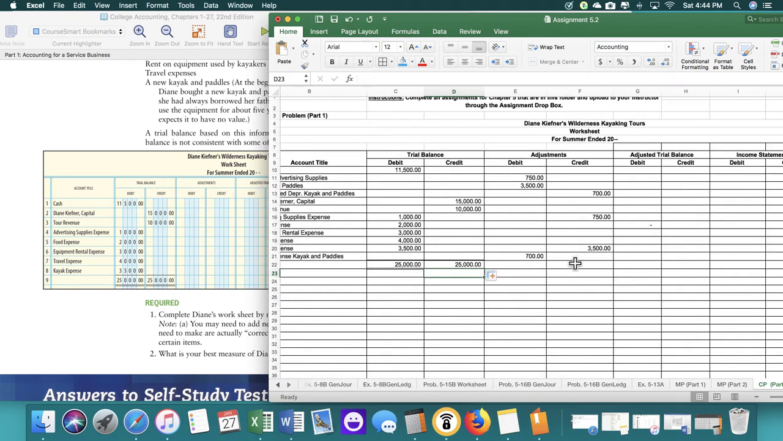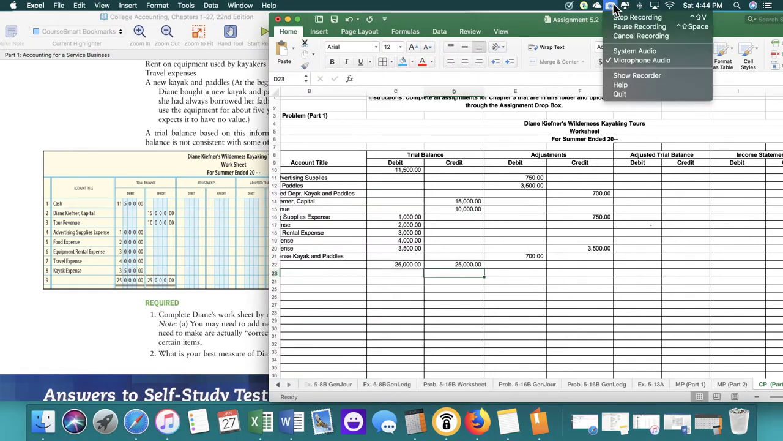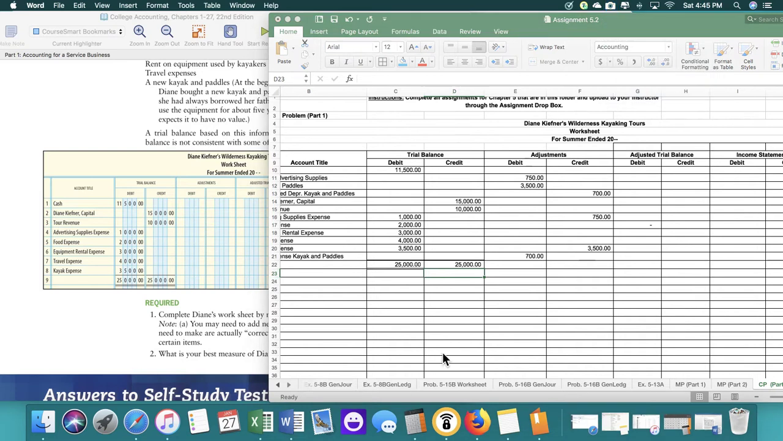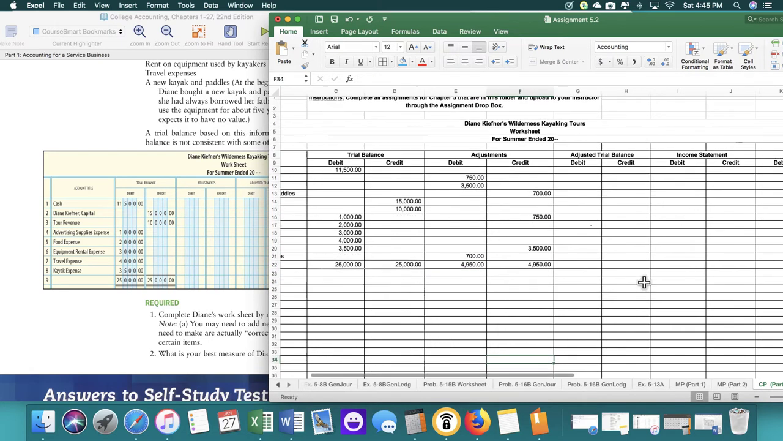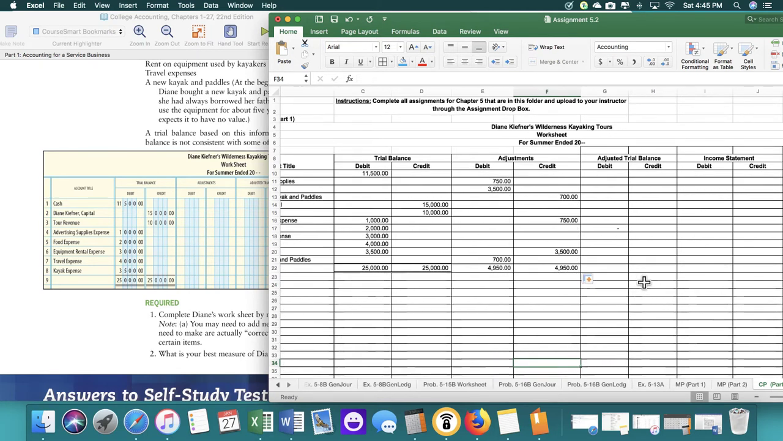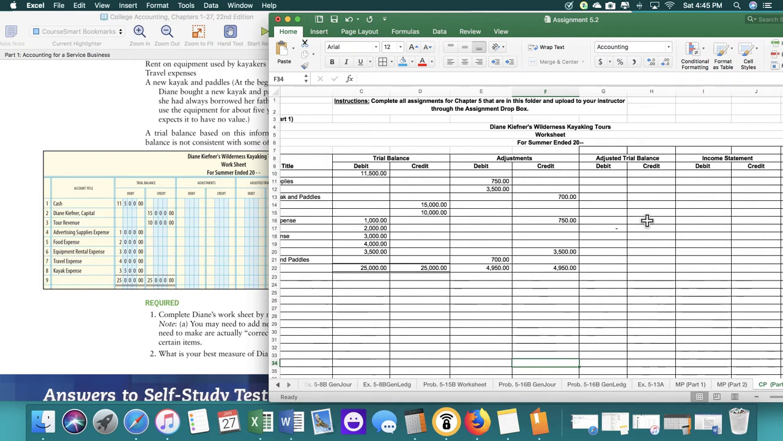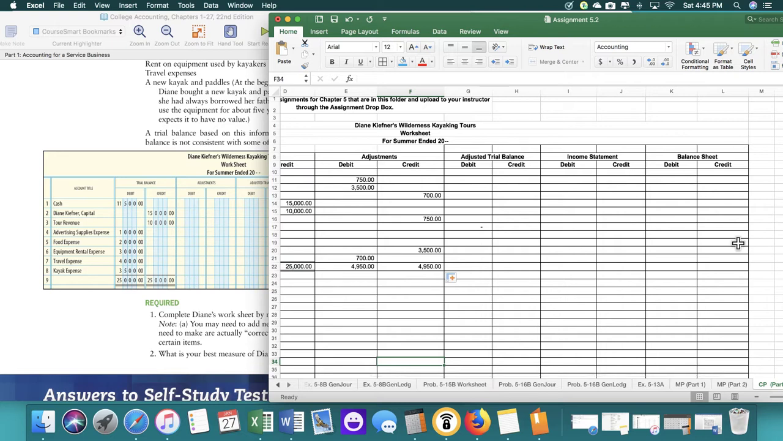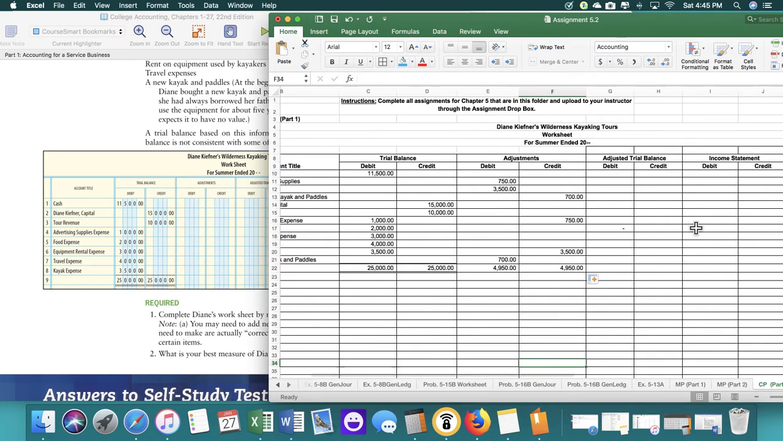I can tell that these balance, but we may still be off. So let's add those up and see what we get. Okay, so far so good. Now we would have to complete the columns like you would normally. So the rest is the adjusted trial balance, the income statement, and the balance sheet. So those are going to be just like you would typically do.